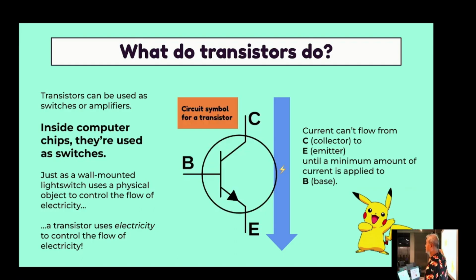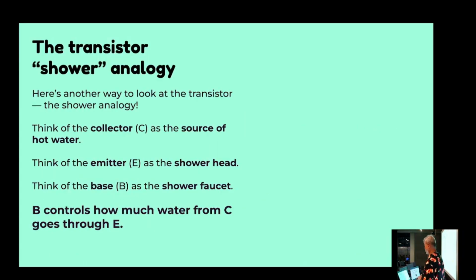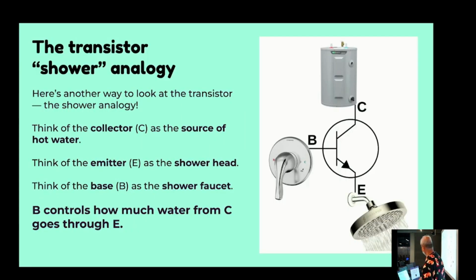So this is the circuit symbol. If you look at electric schematics, this is what a transistor looks like. There's a collector, a base, and an emitter, and it makes more sense if I actually give you the shower analogy of the transistor. Basically, this is your hot water tank, and it feeds water into the collector. The base is basically your faucet. It controls the flow through the transistor, and the emitter is basically your shower head.